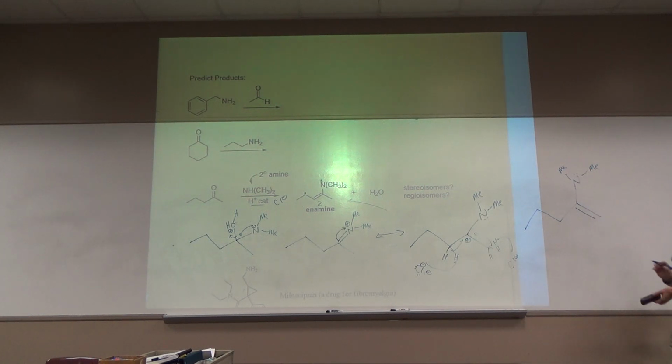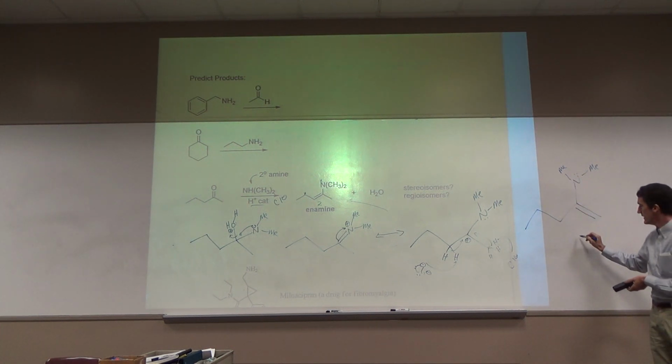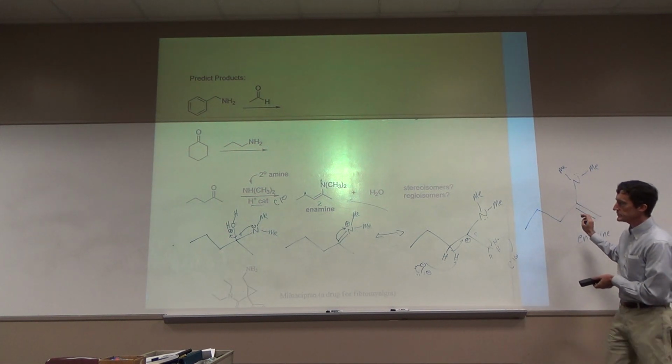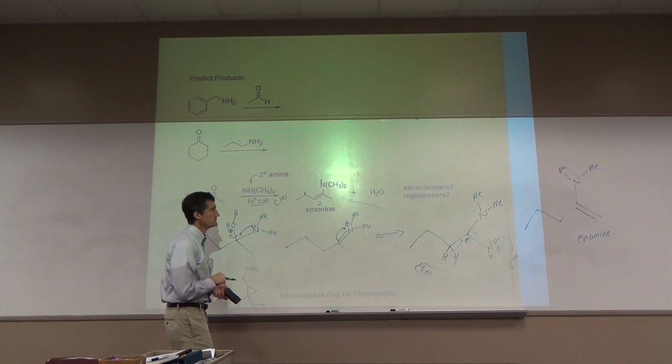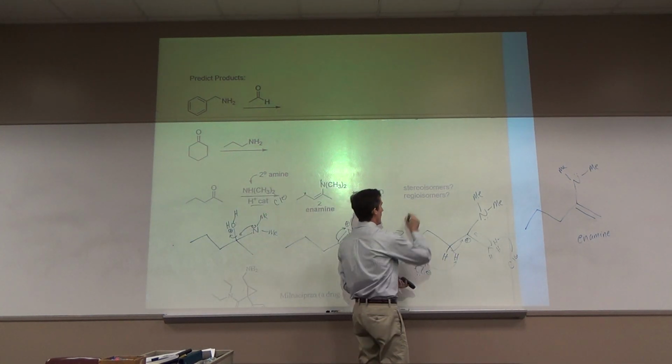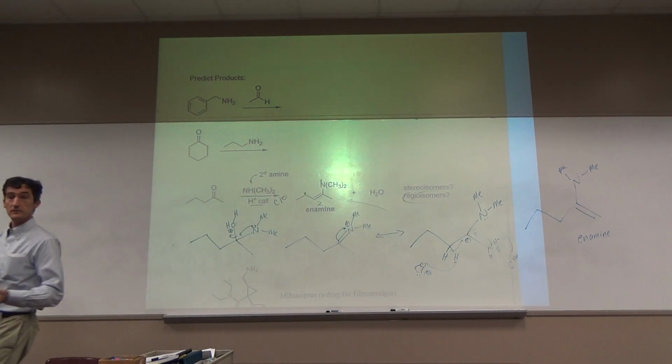I get a double bond over here, right? What functional group is this? It's an ene with an amine. What do you want to call it? Yeah, it's an enamine, right? Okay, what's the relationship between that enamine and the one I showed? They're regioisomers, right? The double bonds are in different regions.